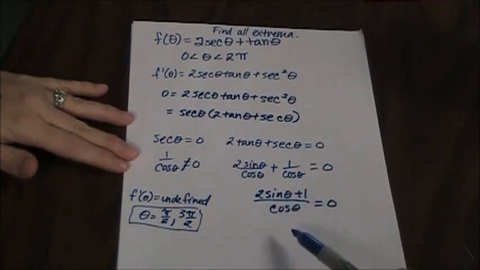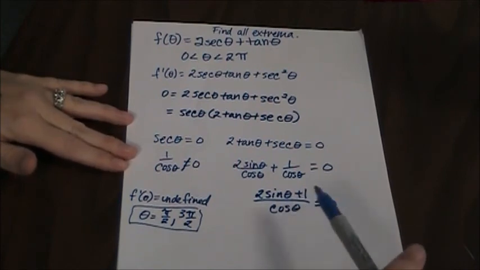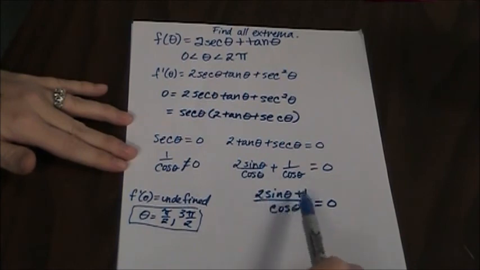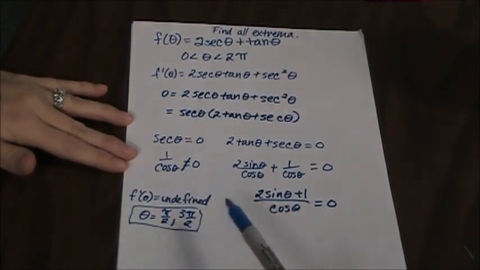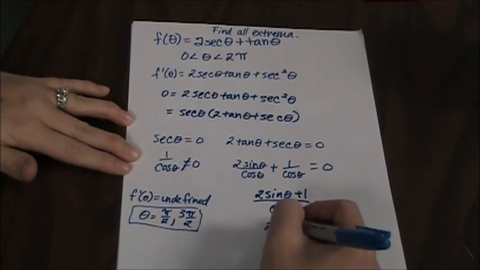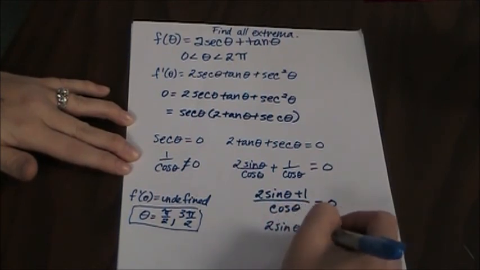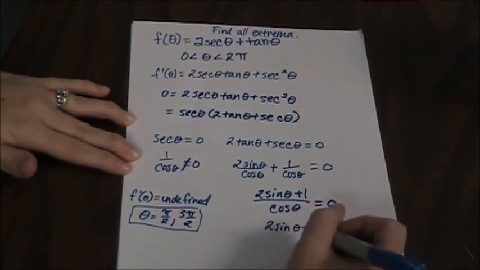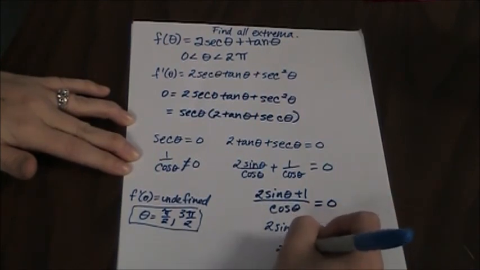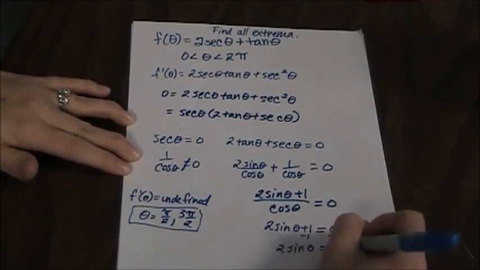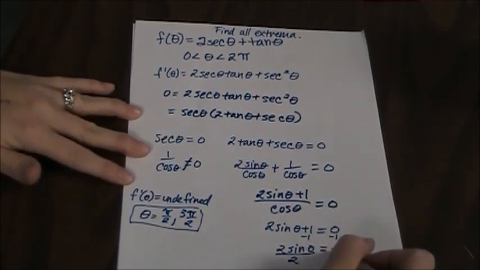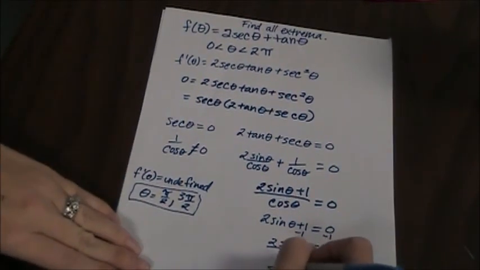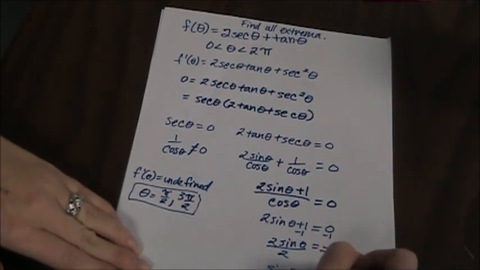So this is a quotient, and to solve where a quotient equals 0, I only need to be concerned where the numerator equals 0. If the denominator equals 0, it's undefined, and we already have worked with that over here where cosine theta equals 0. So really all I need to solve is 2 sine of theta plus 1 equals 0. Subtract 1 from both sides, divide both sides by 2. And I am looking for where sine of theta equals negative 1/2.